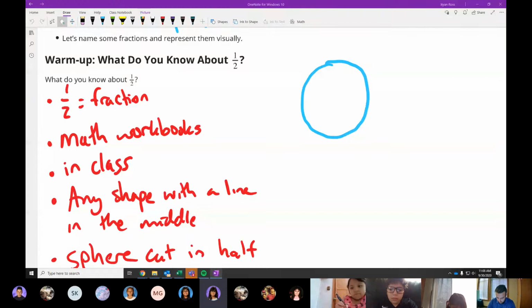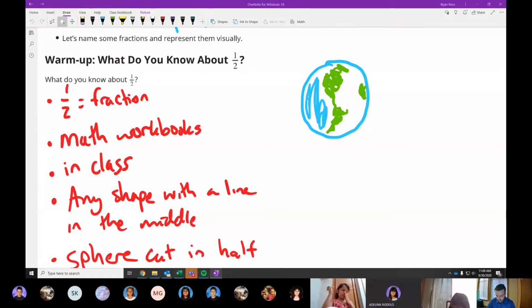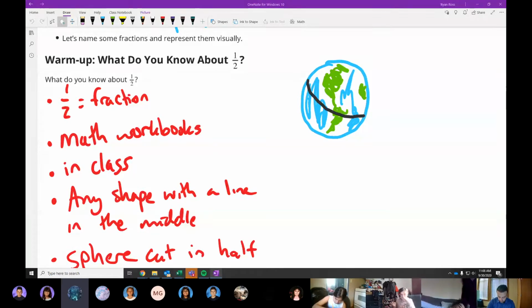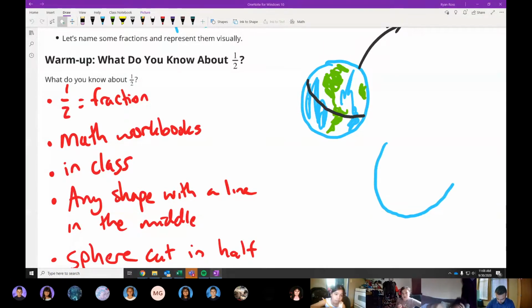Okay, so here's a quick little drawing of the world. Pretend that we got the ocean filled in and all that. So a hemisphere, so this is a sphere, this is a quick drawing of the Earth. If we were to cut this in half like that and take this off, then we'd have something kind of like this.